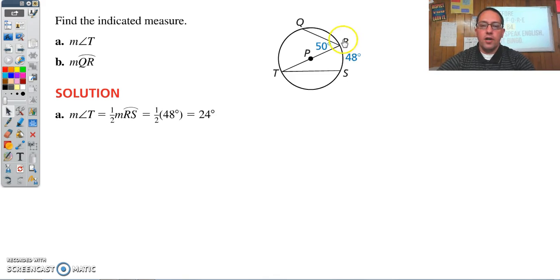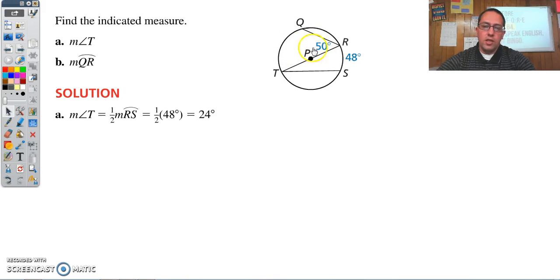Now we also need to find the measure of arc QR. We notice there's no angles or anything for QR, so we're going to have to think of something else. However, we do have this angle right here, angle R, which intercepts arc QT, and QT and QR make up a semicircle because this is our diameter. So that means that QR and QT are going to add up together to be 180 degrees.